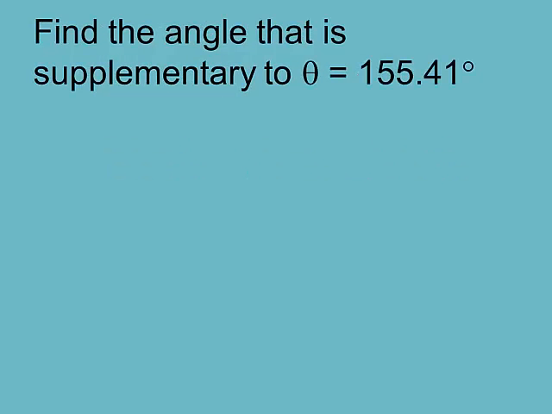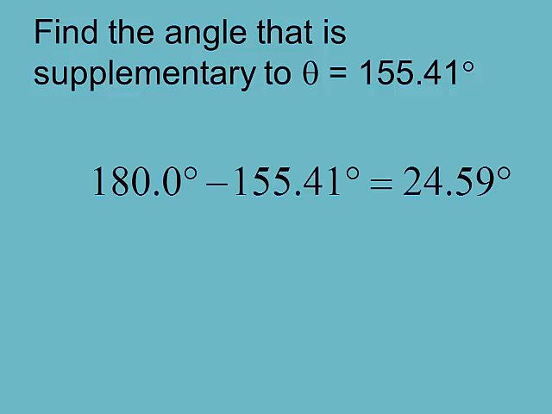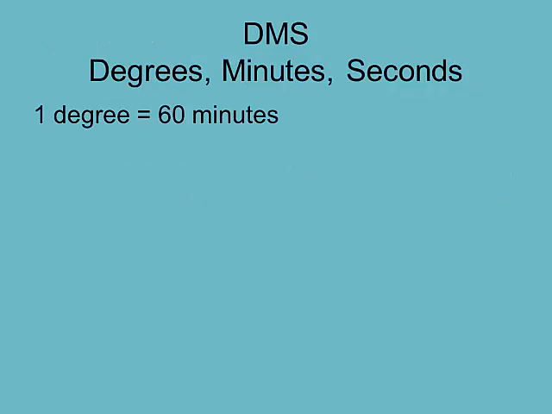Find the angle that is supplementary to angle theta, which is equal to 155.41 degrees. Supplementary angles are those angles that add up to 180. So 180 minus 155.41 degrees gets us 24.59 degrees. Not bad. So let's move on and talk about degrees, minutes, and seconds.